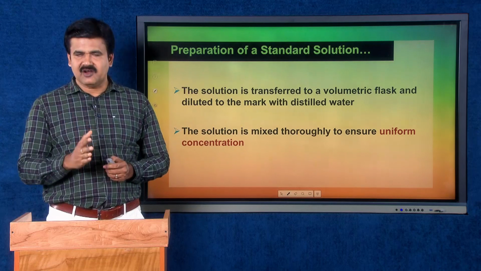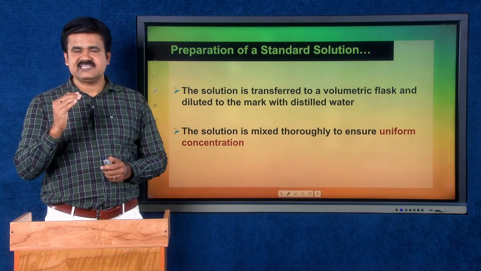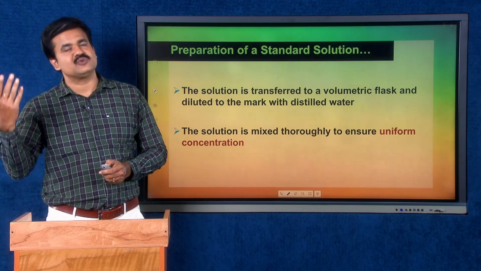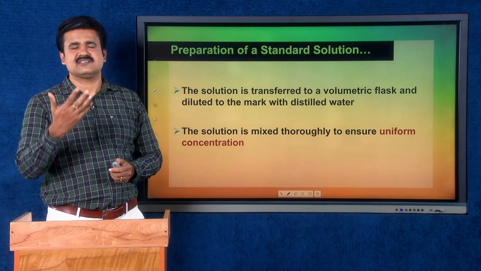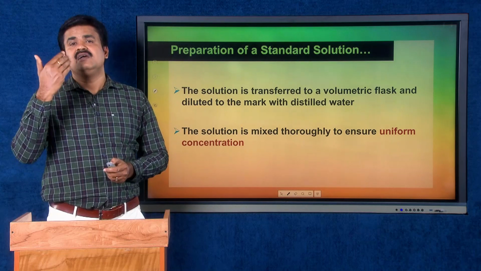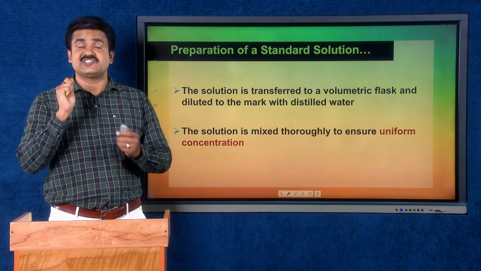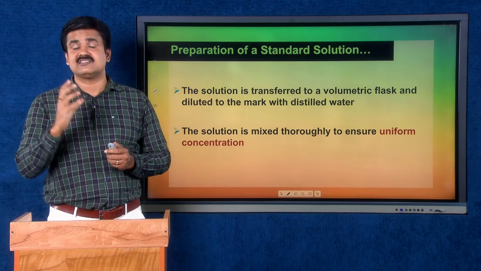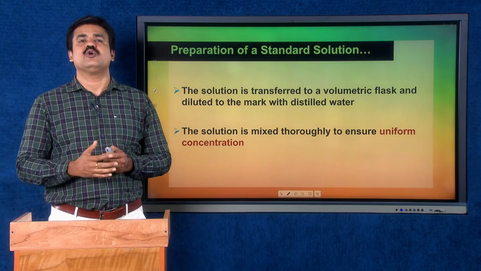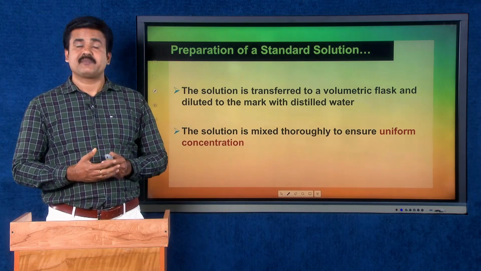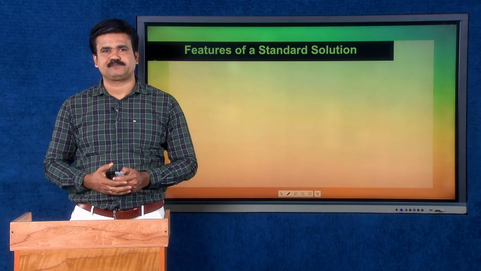So, first of all, you have to take a fixed quantity weight of the primary standard, dissolve it in some quantity of water, and then transfer it to the standard flask, or the volumetric flask, and then make up to the mark. Finally, you have to shake the solution. You have to mix the solution thoroughly to get a homogeneous solution. This is about the procedure for the preparation of a standard solution.